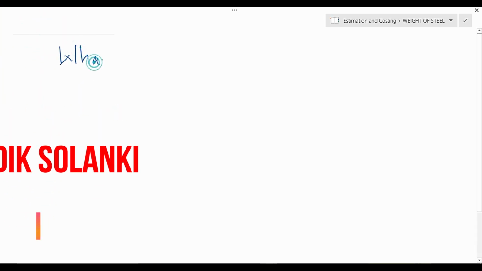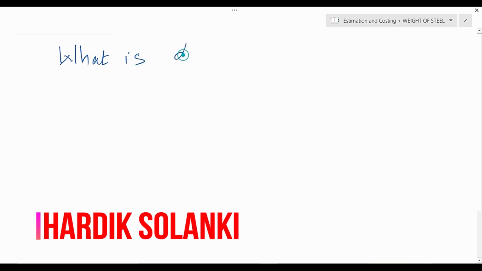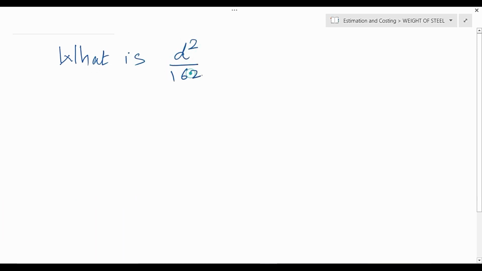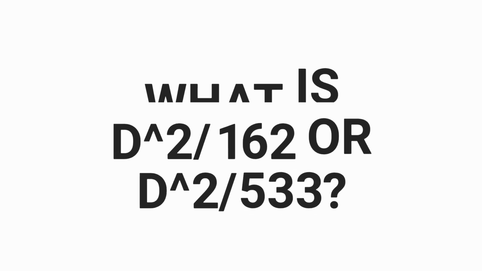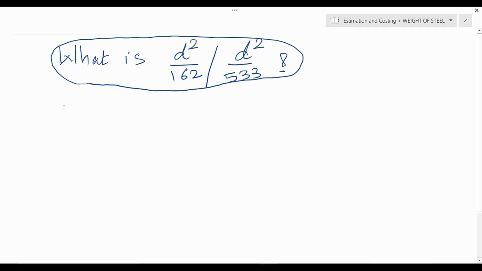Hello friends, today we are going to see the derivation of one of the formulas used for calculating the weight of steel. What we are going to learn today is what diameter square by 162, or diameter square divided by 533, means. How this formula comes about, we are going to see the derivation of this. This is a very fundamental formula used for calculating the weight of steel bar. Alright, so for that, let us start.